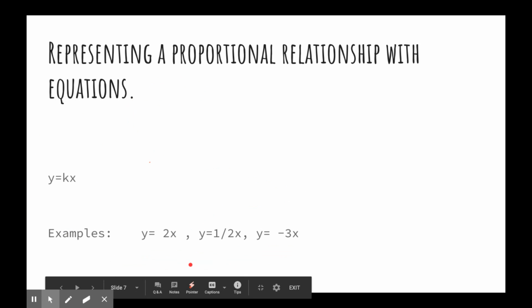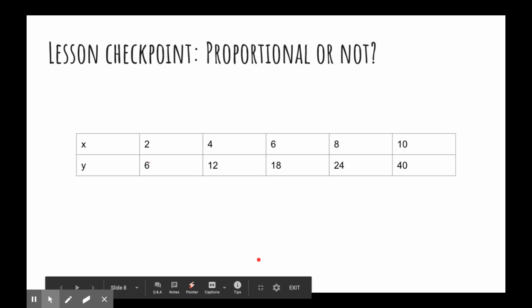Here's just some examples of writing the equation. We always have the constant of proportionality times x. So it can be a whole number, it can be a fraction. It can even be a negative because you could have a decrease.